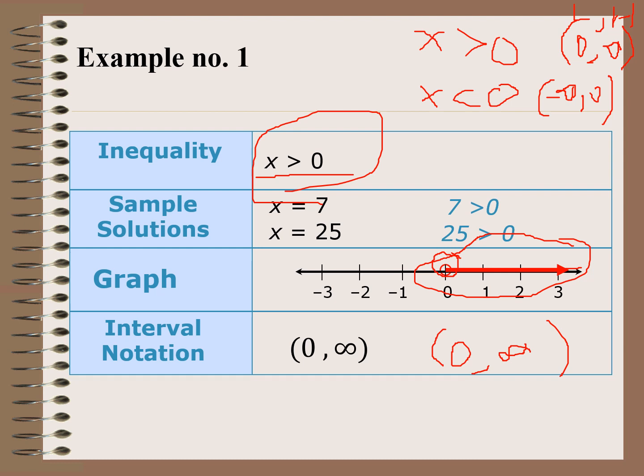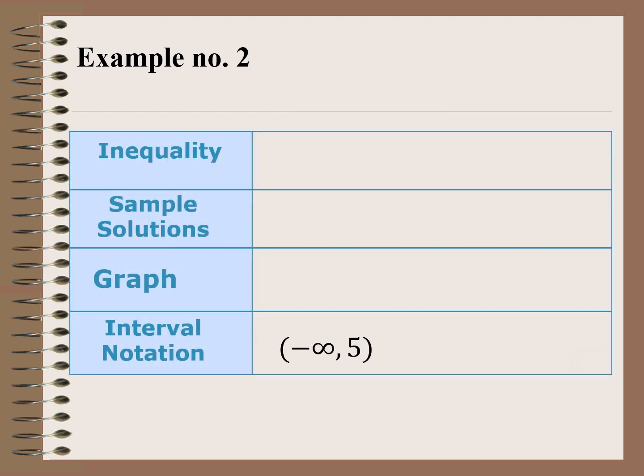Okay, let's have another one. In the interval, we have negative infinity and then 5. We have here x. Since negative infinity came first, x is less than, is it less than? Okay, it's less than positive 5. Let's see if it's correct. Okay, very good. It's x is less than 5.